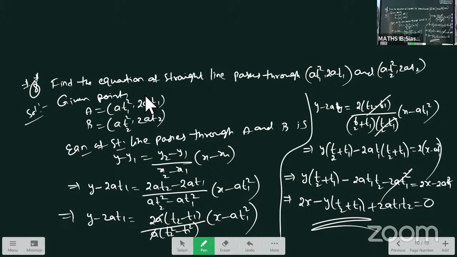So these are the most important questions explaining the chapter straight line. Just practice these questions for your upcoming exam. Thank you and all the best to all.